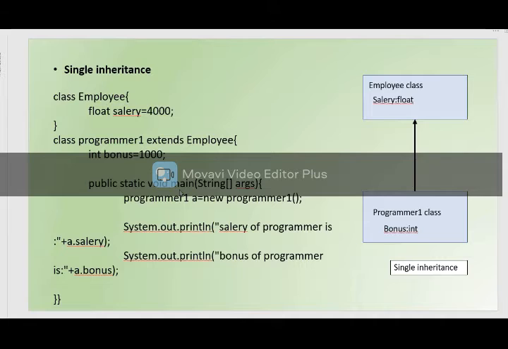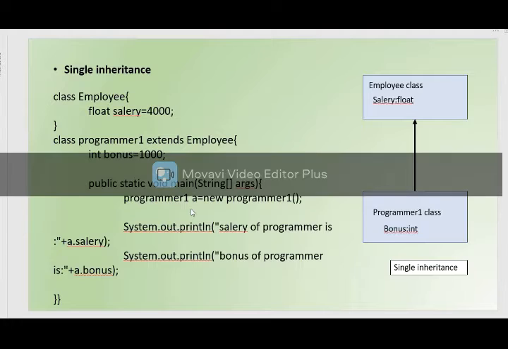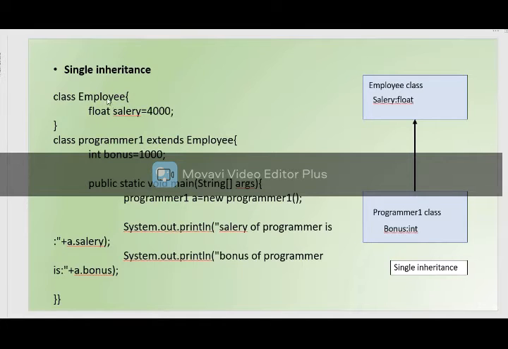An average Java program execution begins with the main method. Therefore, in the main method, Programmer1 p = new Programmer1() constructor. Here we create an object by referring to the Programmer1 class. Why are we using the Programmer1 class? That's the question. If we use the Employee class, what happens? If we create the object with the Employee class, then that object can access only the attributes of the Employee class.